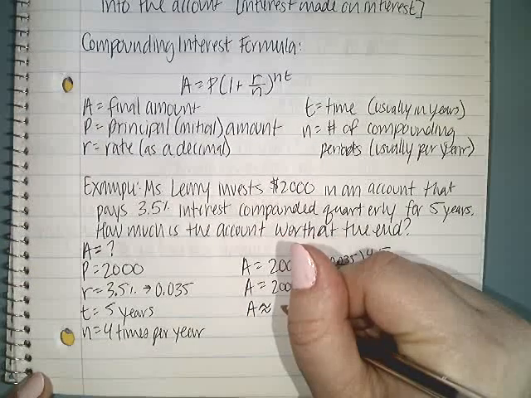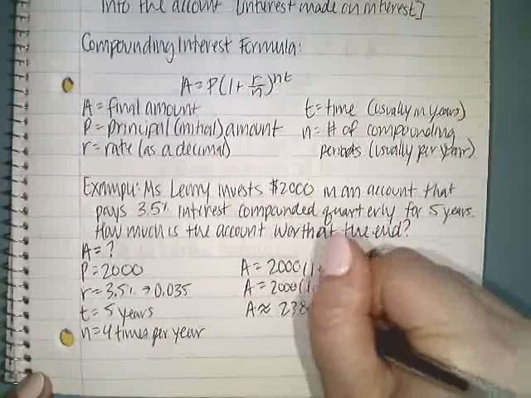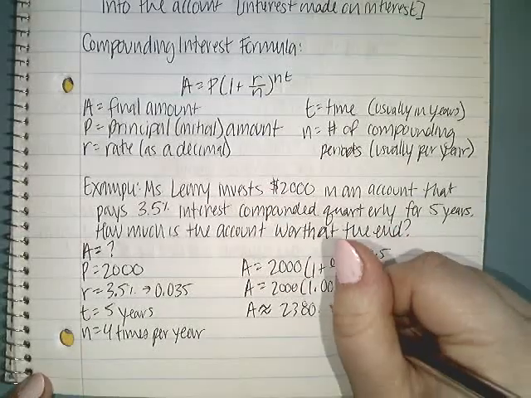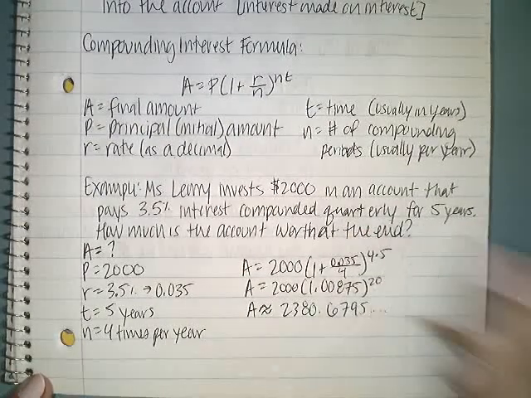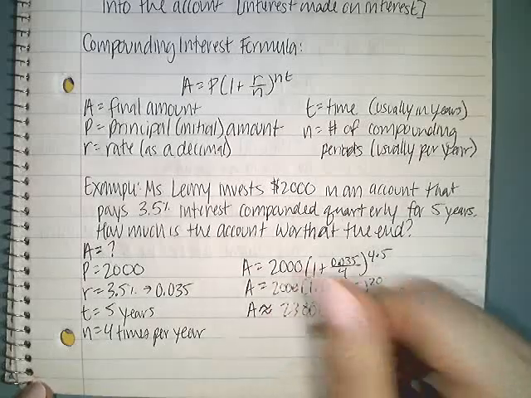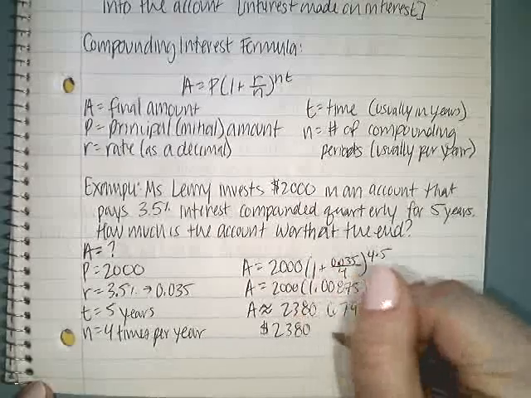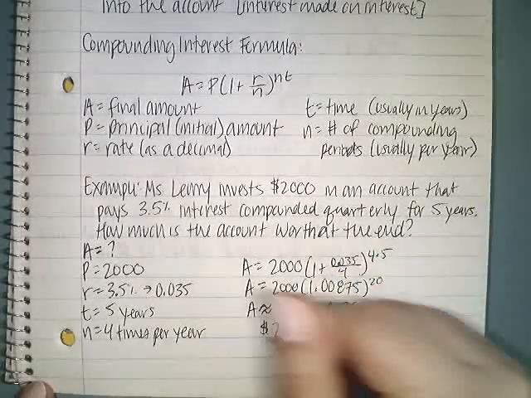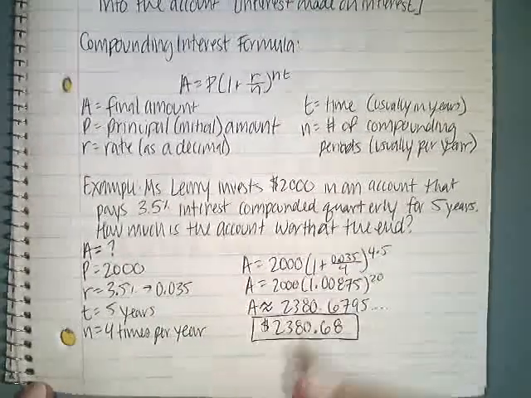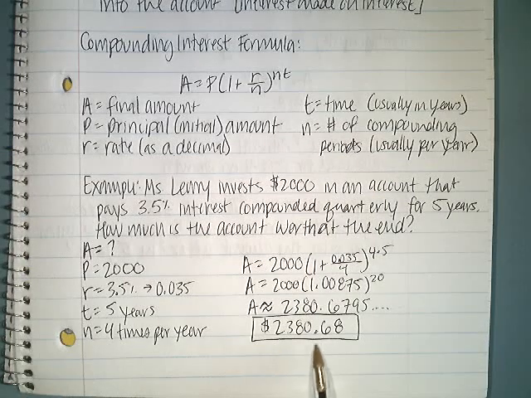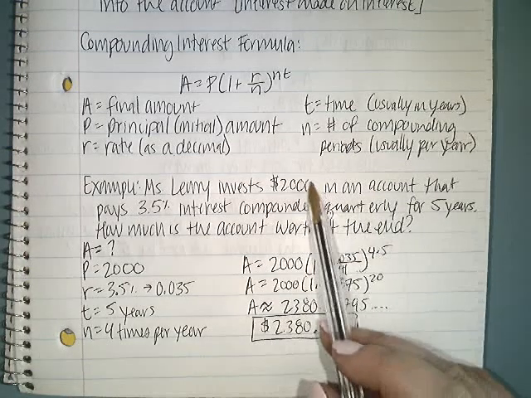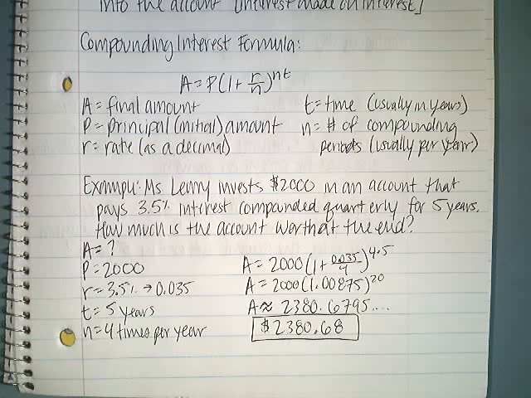So I get A equals approximately 2,380.6795, so that would keep going. When I round this to 2 decimal places, I get $2,380.68. So at the end of 5 years, I'll have made $380.68 on my initial 2,000 if I invest in that account. So if I invest 2,000 for 5 years with this interest rate, I'll be doing well at the end.